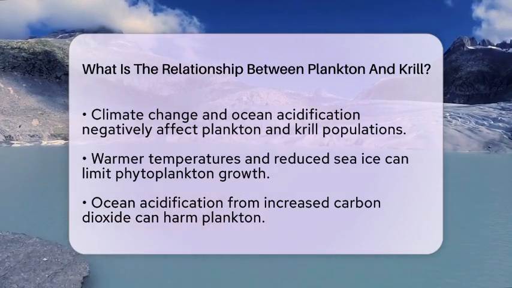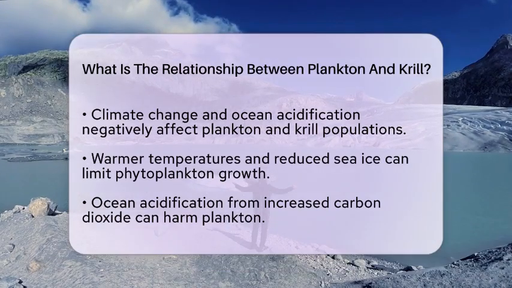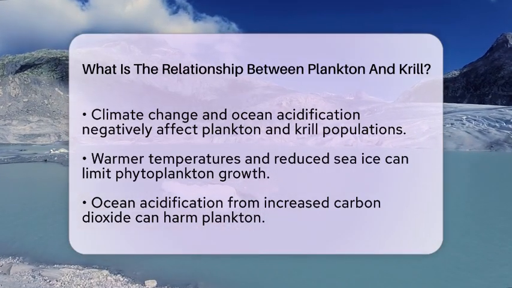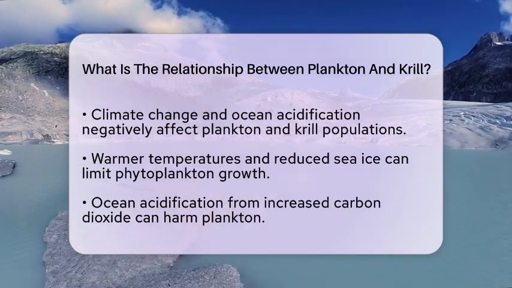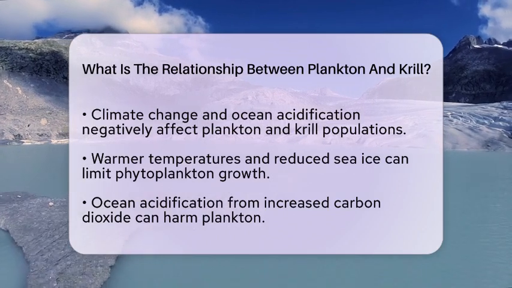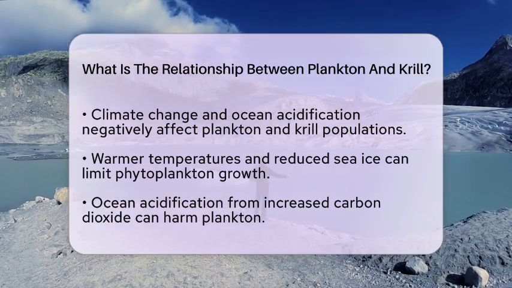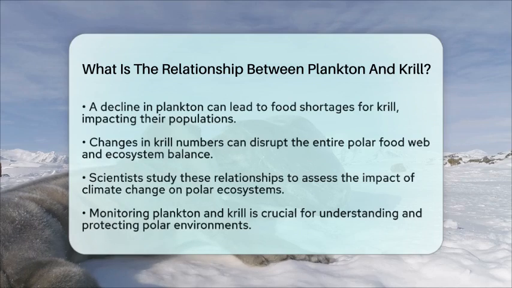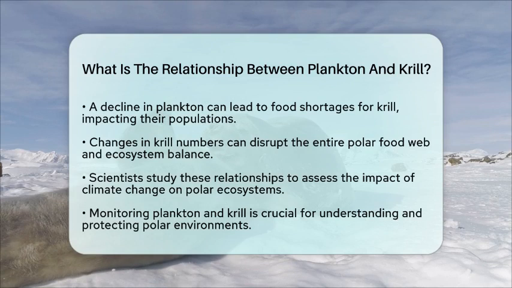If plankton numbers decline, krill may face food shortages, which can result in fewer krill and disrupt the entire polar food web. Changes in plankton and krill populations can have widespread effects on the polar ecosystem. For example, if krill numbers decrease, the animals that depend on them for food may also decline. This shift can alter the balance of life in the ocean.